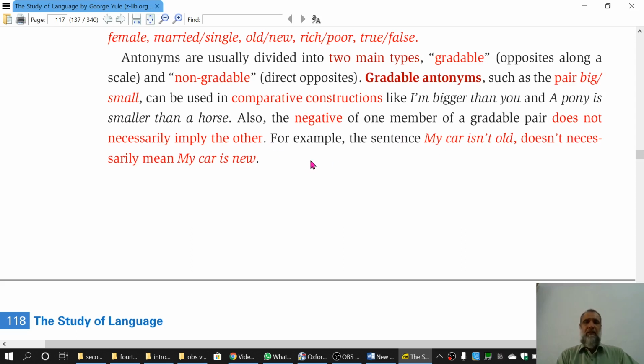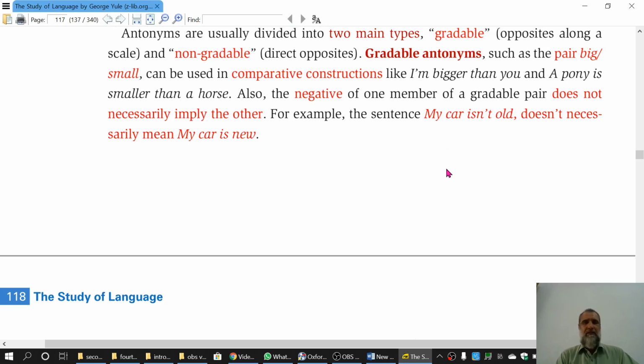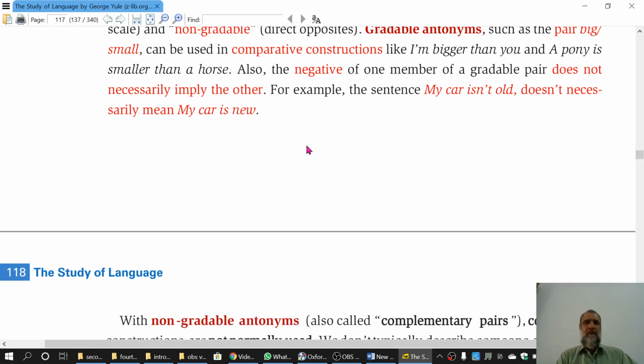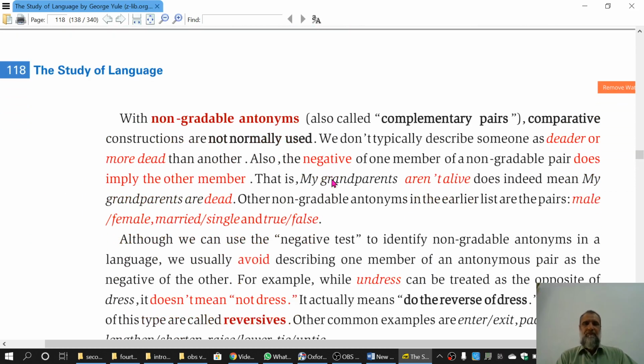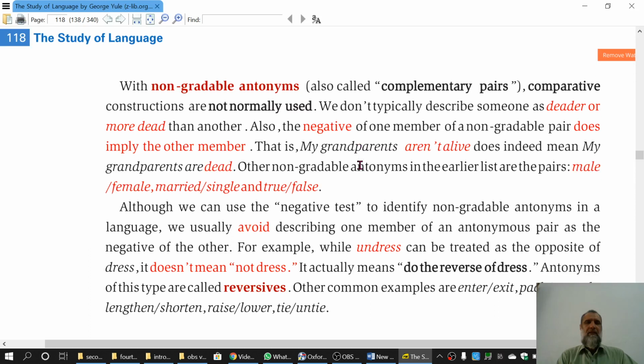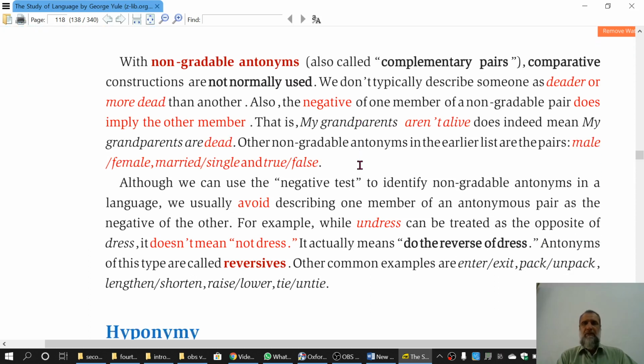For example, the sentence my car isn't old doesn't necessarily mean my car is new. With non-gradable antonyms, also called complementary pairs, comparative constructions are not normally used. We don't typically describe someone as deader or more dead than the other.